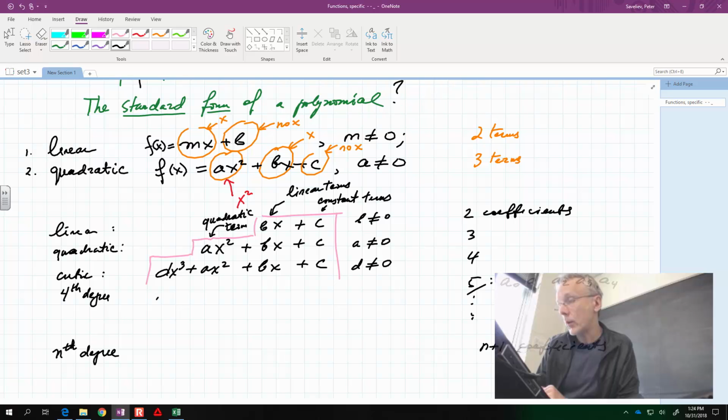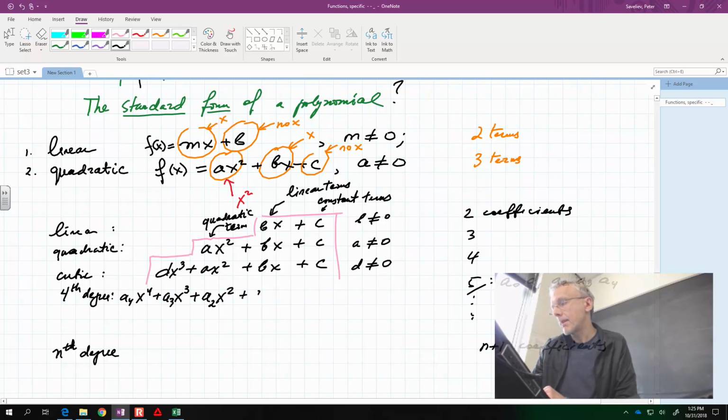So here's what it looks like. A4 x^4, plus A3 x^3, x cubed, that is, plus A2 x squared, plus A1 x. Why A1 x? Because x is to the first degree here. So that's the match between the powers. And the last one is A0.